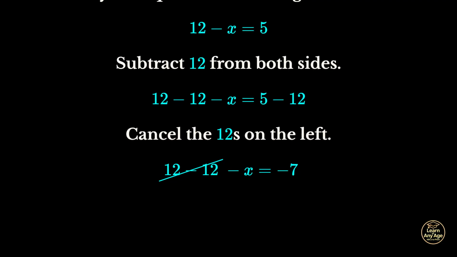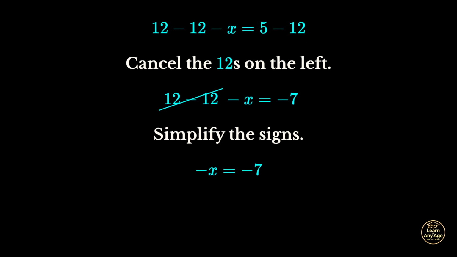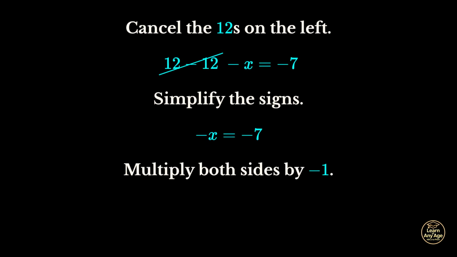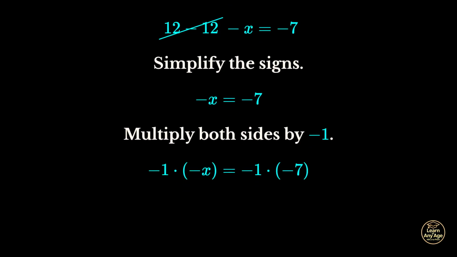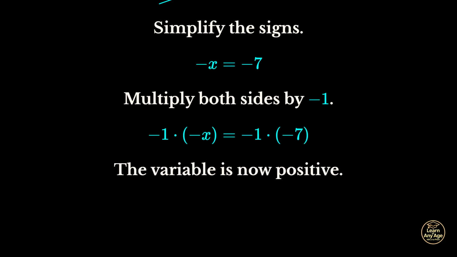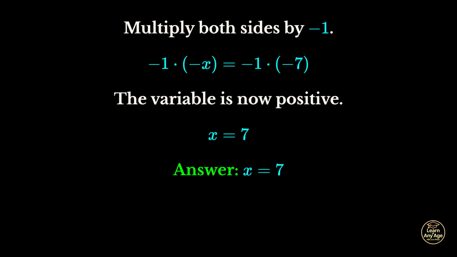12 minus 12 cancelled out, minus x equals minus 7. Simplify the signs. Minus x equals minus 7. Multiply both sides by minus 1. Minus 1 times minus x equals minus 1 times minus 7. The variable is now positive. X equals 7. Answer: x equals 7.